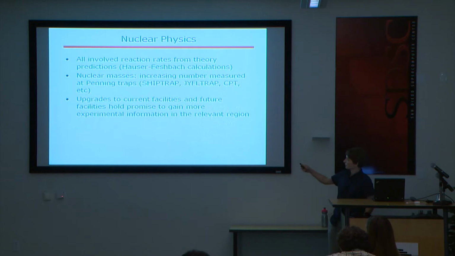One thing that, with current technology, has become more accessible to measure, even for short-lived isotopes, is the nuclear masses. So you can do measurements with Penning traps, which has been done at different places.